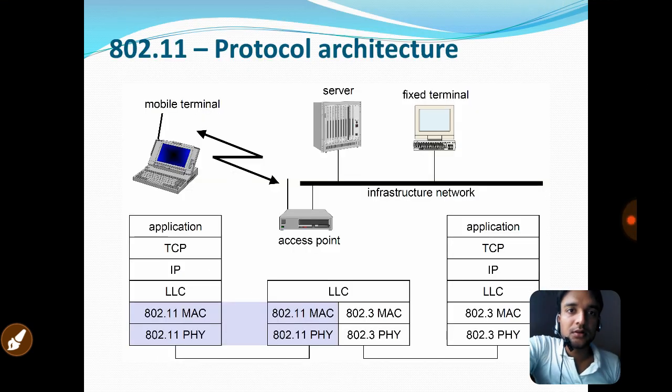Okay, so now protocol architecture. You must remember these protocols. There are three things here. One is the mobile terminal, the other is the access point, and the third is your infrastructure network. So you can remember that diagram. There are physical layer, MAC layer, LLC, IP, TCP, and in the access point there is physical layer, MAC layer, and LLC, and in the infrastructure network there is physical, MAC, LLC, IP, TCP. You may remember this architecture.